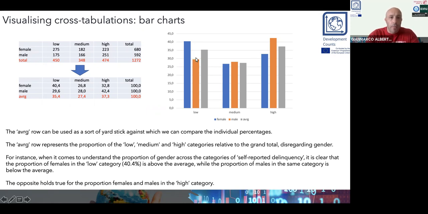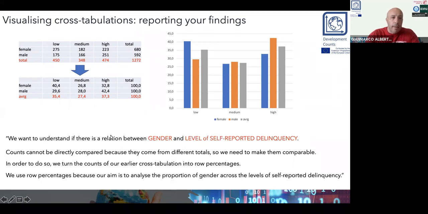Of course, we can report this in a formal way. If we are to report our findings, we can state, as you can see on my screen, that we want to understand if there is a relationship between gender and level of self-reported delinquency. And then we can explain the steps that we took in order to arrive at our conclusions. Counts cannot be directly compared because they come from different totals. So we need to make them comparable. In order to do so, we turn the counts of our earlier cross-tabulation into raw percentages. We use raw percentages because our aim is to analyze the proportion of gender across the levels of self-reported delinquency.